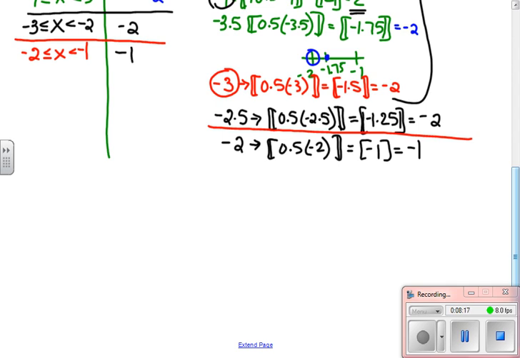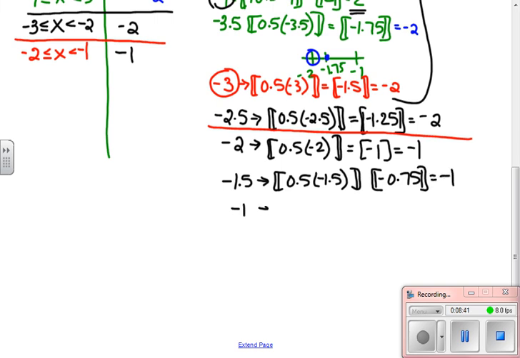And I'm going to check again. What happens if I put negative 1.5 in here? And I take 0.5 times negative 1.5. And I'm going to get negative 0.75. That rounds down to negative 1. What happens when I put negative 1 into my function? And I have 0.5 times negative 1. And that's going to give me negative 0.5, which still rounds down to negative 1. So that interval produces negative 1.